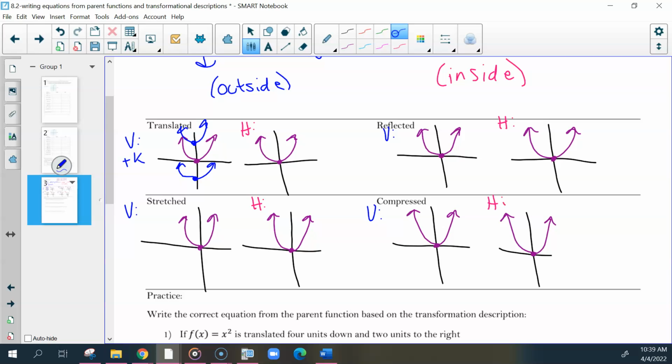Your horizontal translation is left and right. So it can either be moved somewhere over here or moved somewhere over here. And that's your minus h on the inside, where whatever that is really opposite of whatever you think. So if it says minus, you're really moving to the right. If it says plus, you're really moving to the left. Whereas your k, whatever it says, is what you're doing.